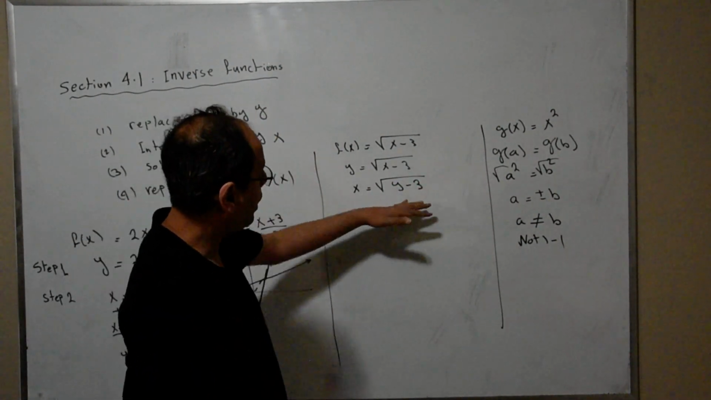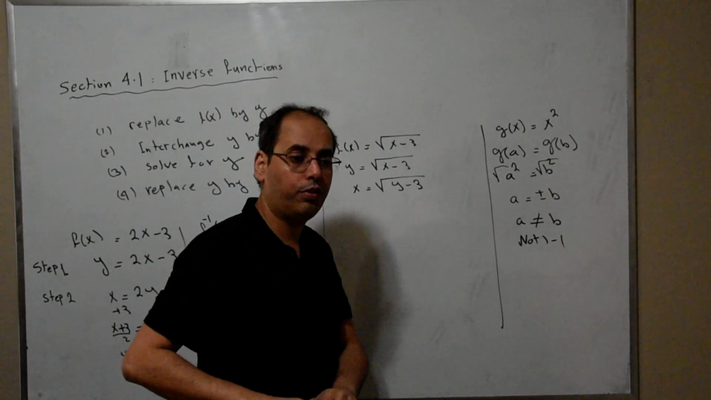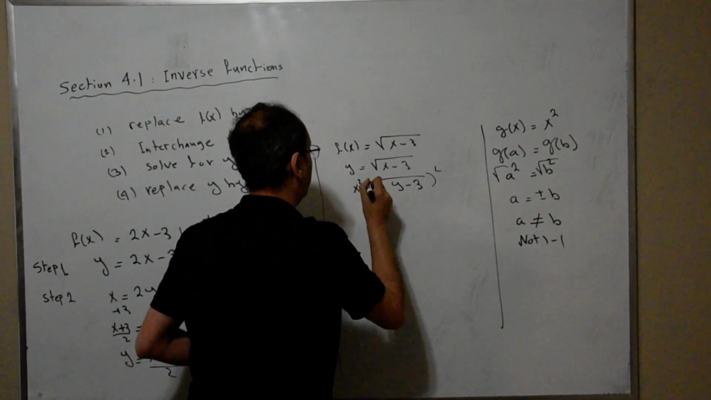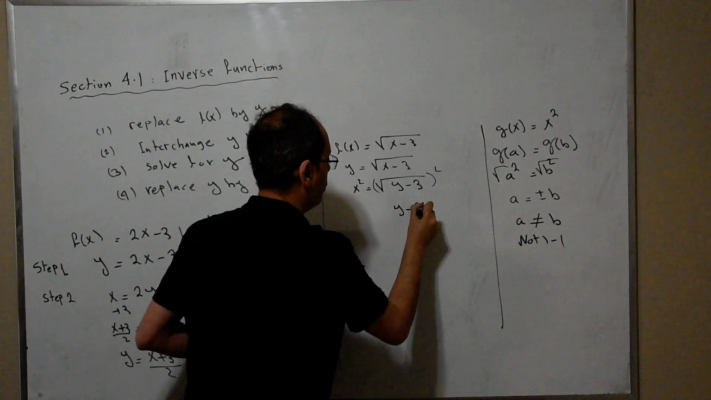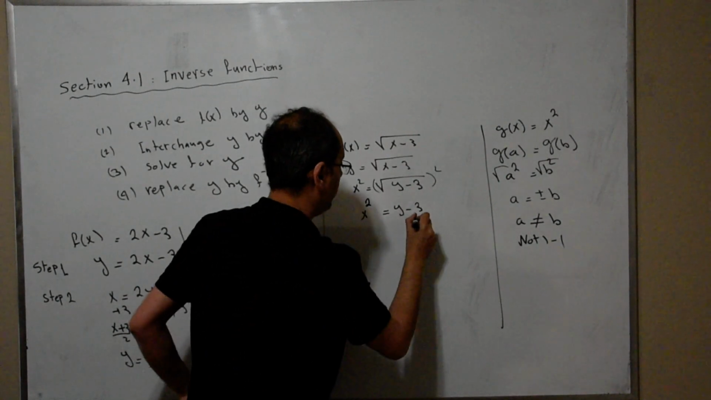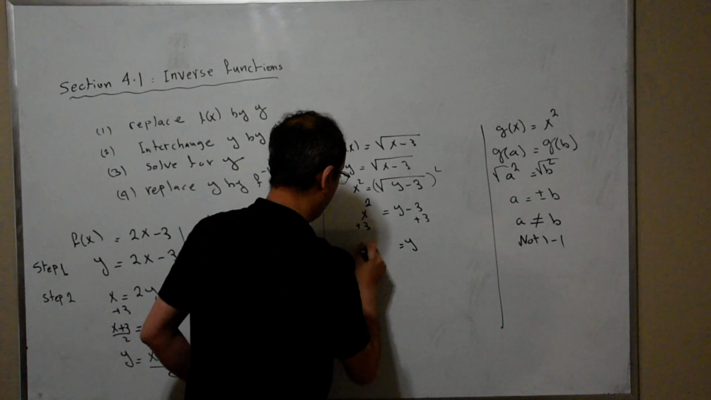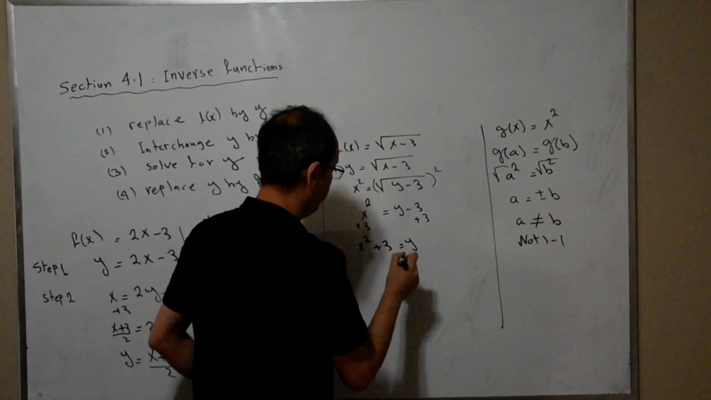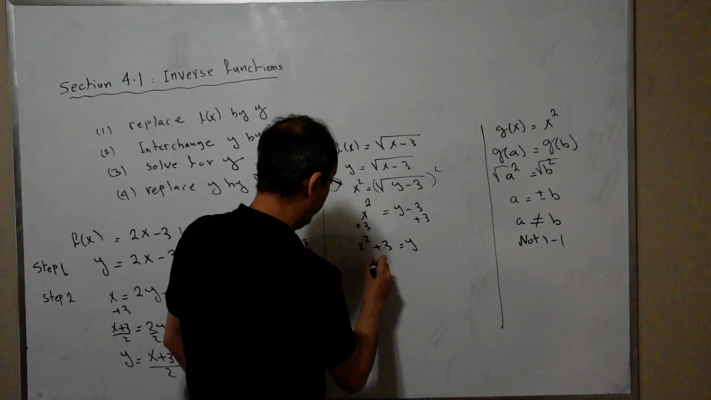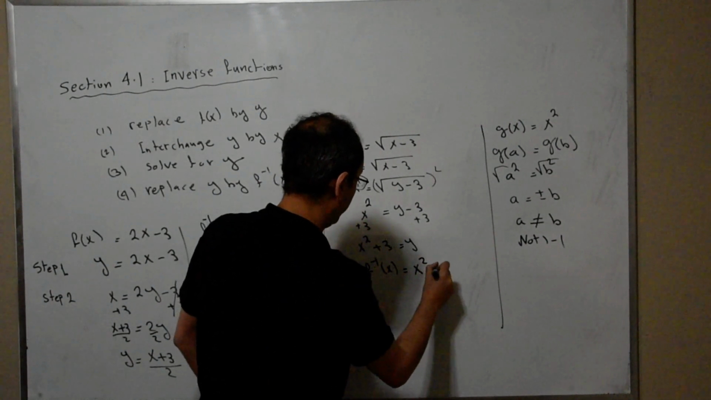The third step is to solve for y. So this is under a square root. In order to solve for radicals, I take the square of both sides. So I have y minus 3 is x squared. And now I'm solving for y, so I'm adding 3 to both sides. And I have here y is x squared plus 3. Now I replace y by f inverse of x. So f inverse of x is x squared plus 3.